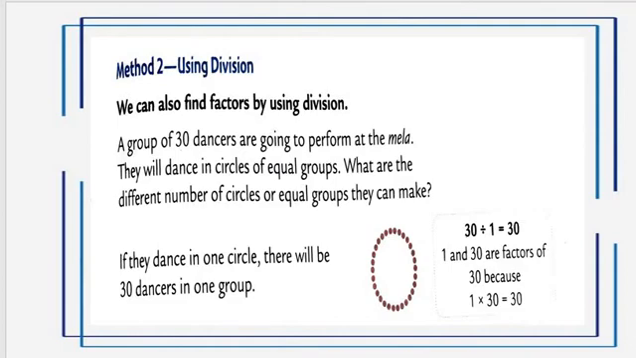We always check both sides: 1 thirty is 30, or 30 ones are 30. So again I repeat, my dear students, here is another method to find the factors, but which method? Using division. The division method is useful to find the factors.